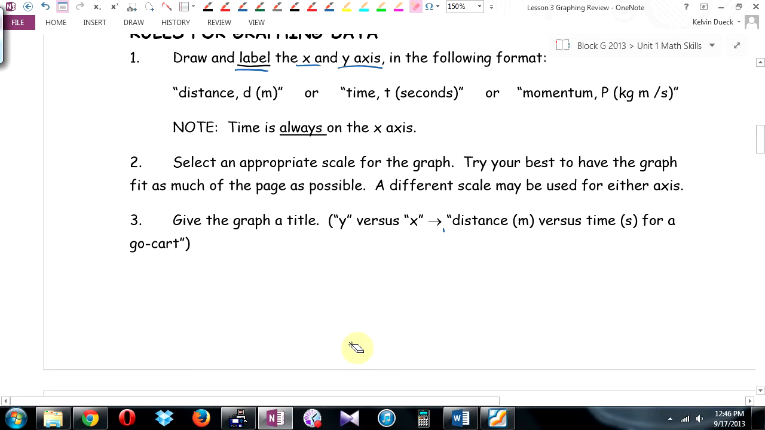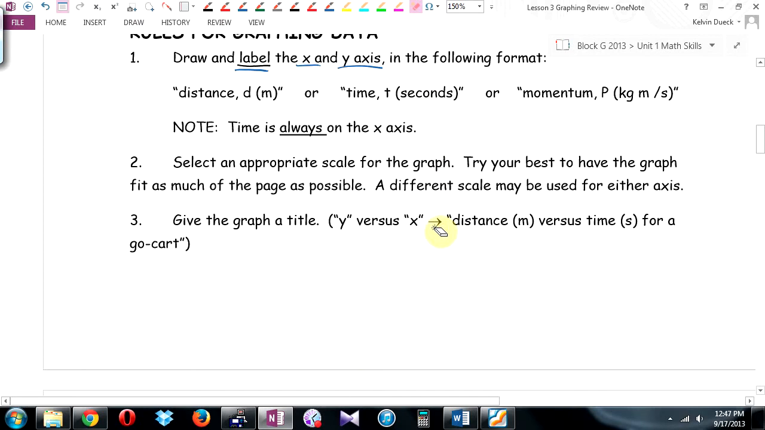Your scales don't have to be the same on each axis. You can go up by 5s vertically, and you can go up by 2s horizontally. Doesn't matter. But pick a convenient scale. I would not go up by 7.3s. That would be just awkward to keep track of. That'd be dumb. 1s, 2s, 5s, 10s, 0.1s, 0.5s. That's pretty much it. Once in a while, I'll go up by 3s, only once in a while.